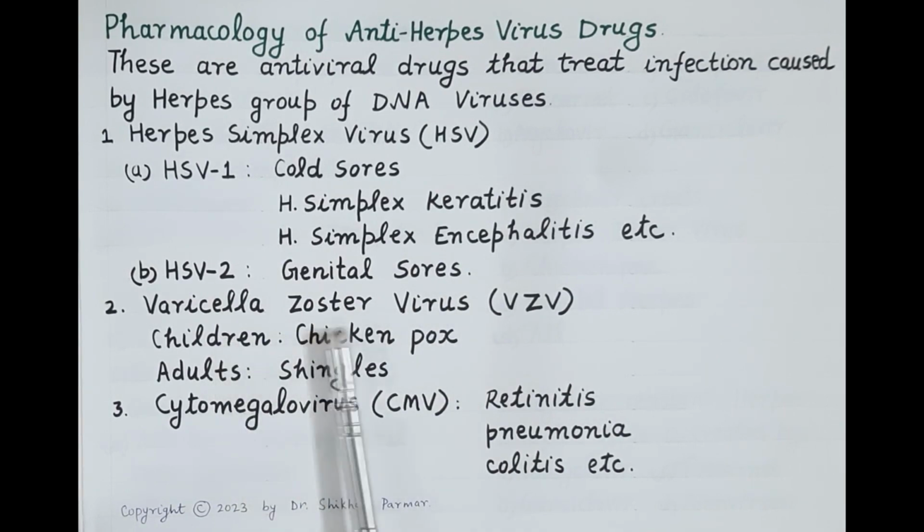Then varicella zoster virus causes chickenpox in children and shingles in adults. Cytomegalovirus can produce retinitis, that is infection in eye, pneumonia, that is infection in lungs, colitis, that is infection in intestine. It can infect other parts of the body also. Now, in order to understand mechanism of action of anti-herpes virus drugs, it is essential to first understand life cycle of herpes virus.